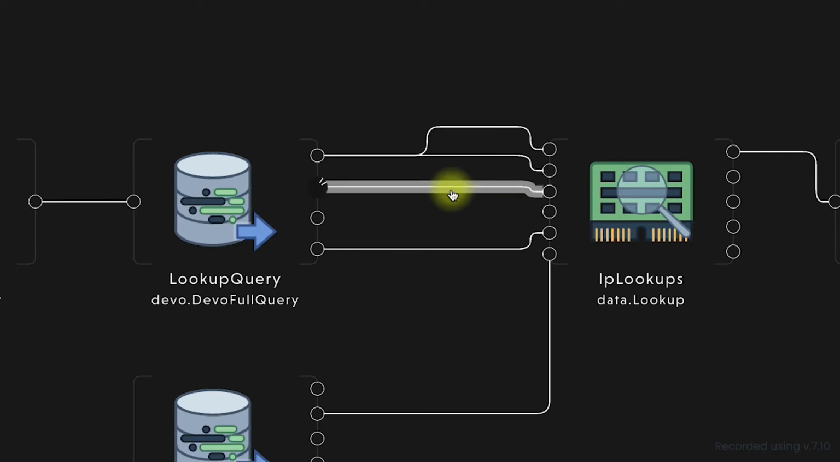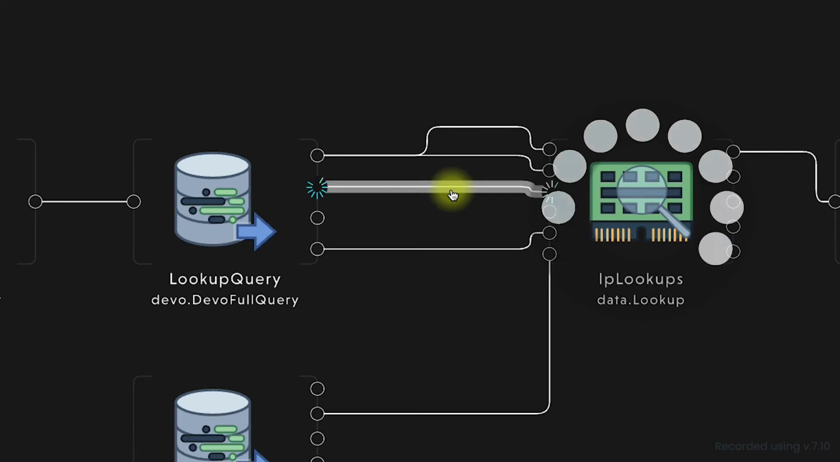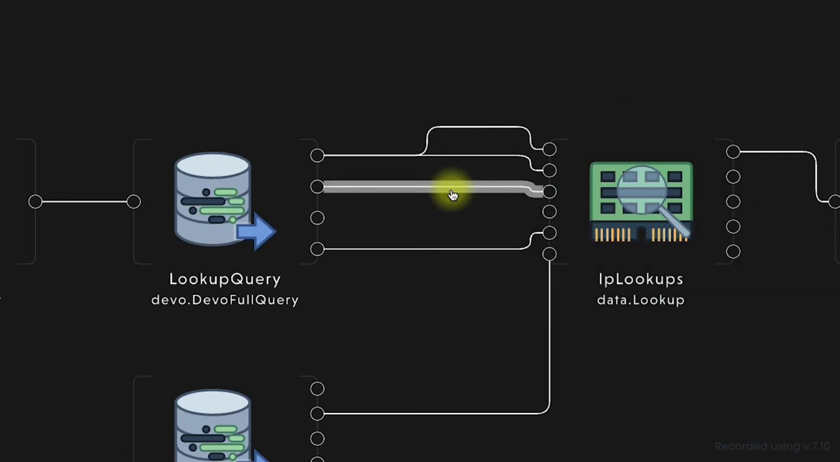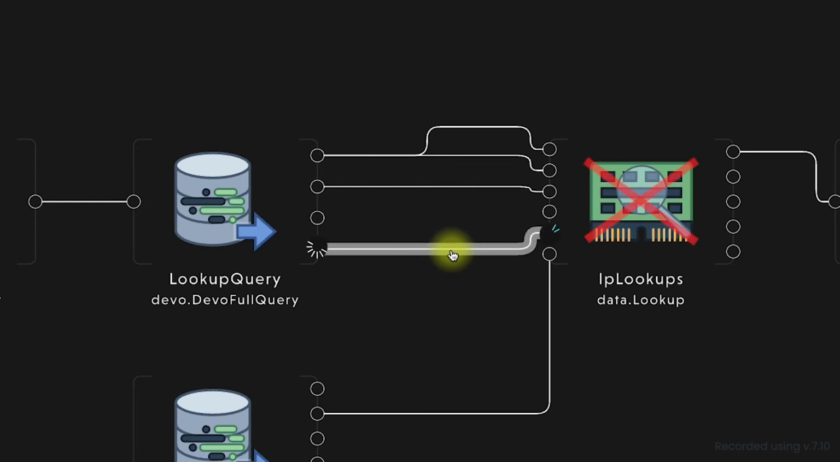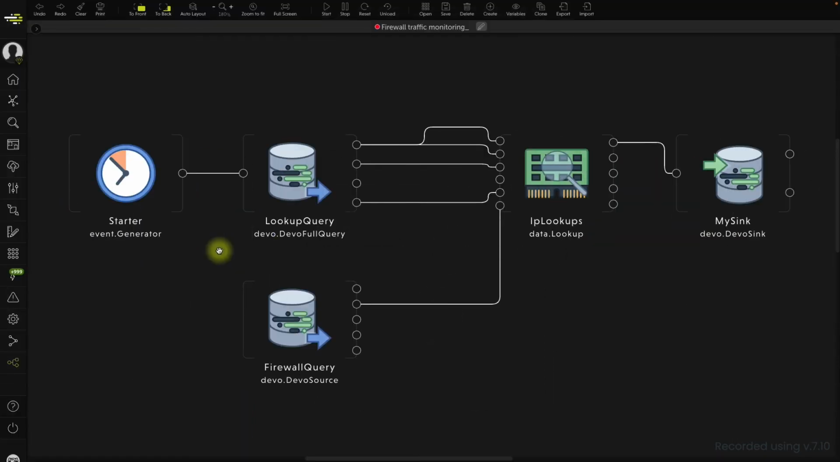Next, the data port of the Devo Full Query unit is linked to the update port of the lookup unit. This will update the content of the lookup with the query data. Finally, data leaves via the end port of the Devo Full Query unit to the end port of the lookup unit. This will make the lookup stop receiving data when the query finishes. The lookup now stores this data, ready to receive the firewall data to check for matches.